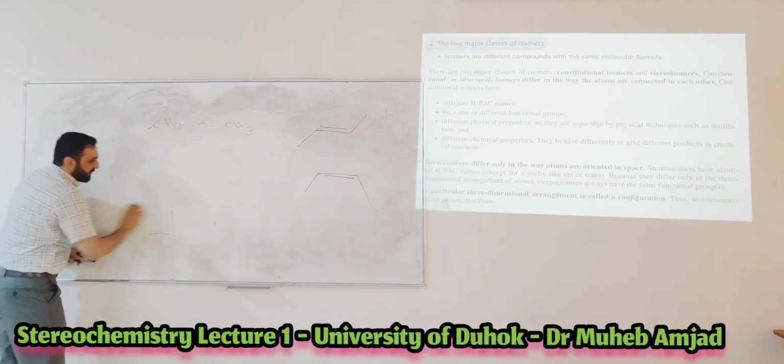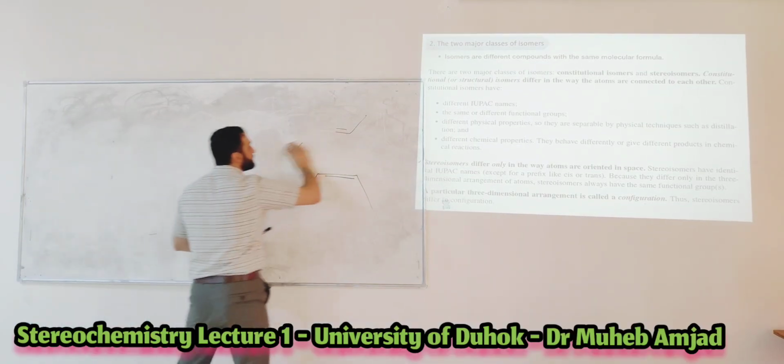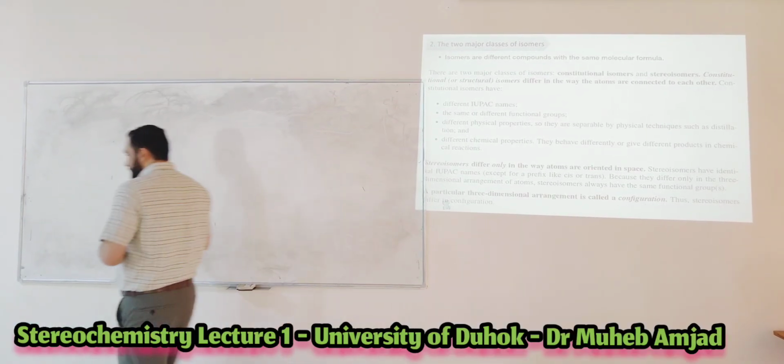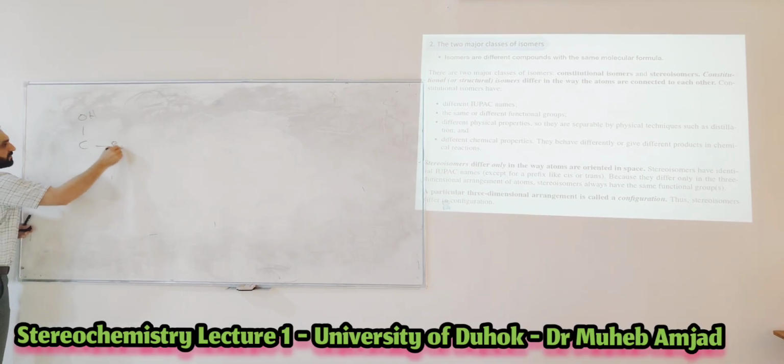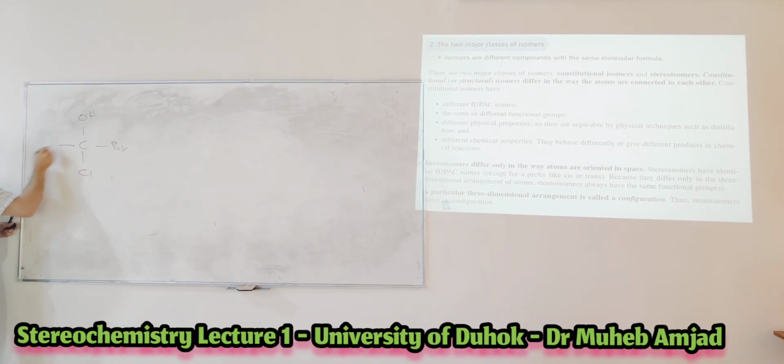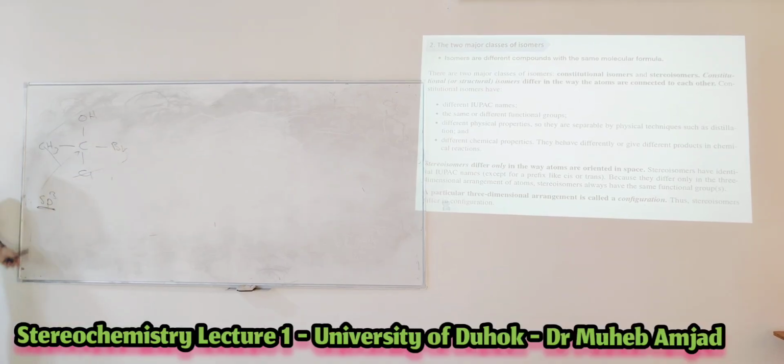So, if I give you, for example, this compound, this carbon with OH, Br, Cl, and CH3. What is the hybridization for this carbon? It is sp3. What is the geometry of sp3? Tetrahedral. Is this a tetrahedral figure? No, I have a square. This is a square figure, not a tetrahedral figure.